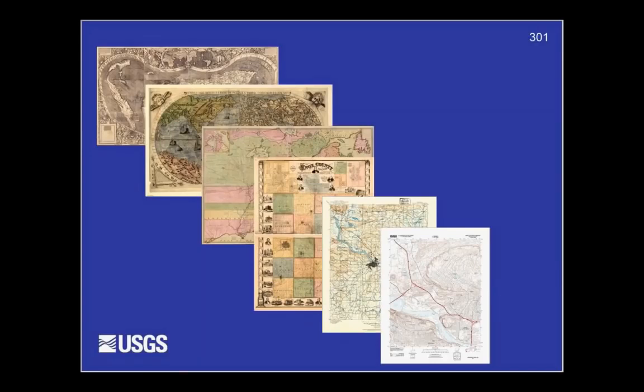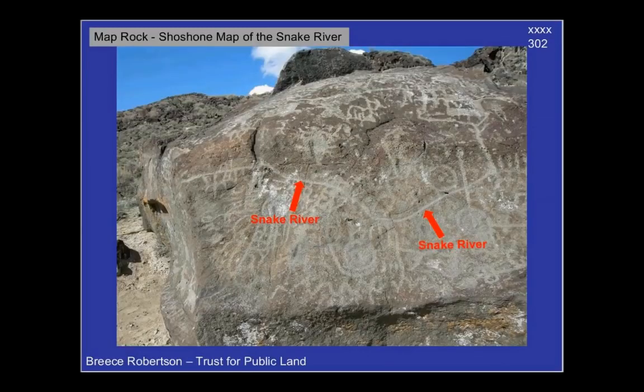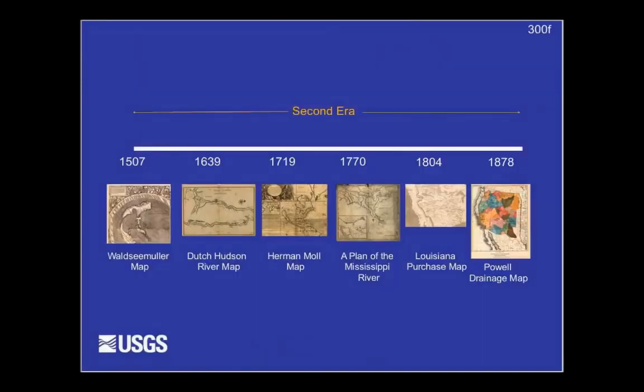The mapping of water in the United States has a rich history. That history could be said to begin before the New World was discovered by Europeans. This petroglyph found in the lands once occupied by the Shoshone people in Idaho is known as Map Rock and is believed to map the Snake River. These pre-European maps can be said to make up the first era of mapping water on the continent. The second era of mapping water in North America started in 1507 with European exploration that lasted through 1878. Throughout this period, the most prominent feature found on maps was rivers.